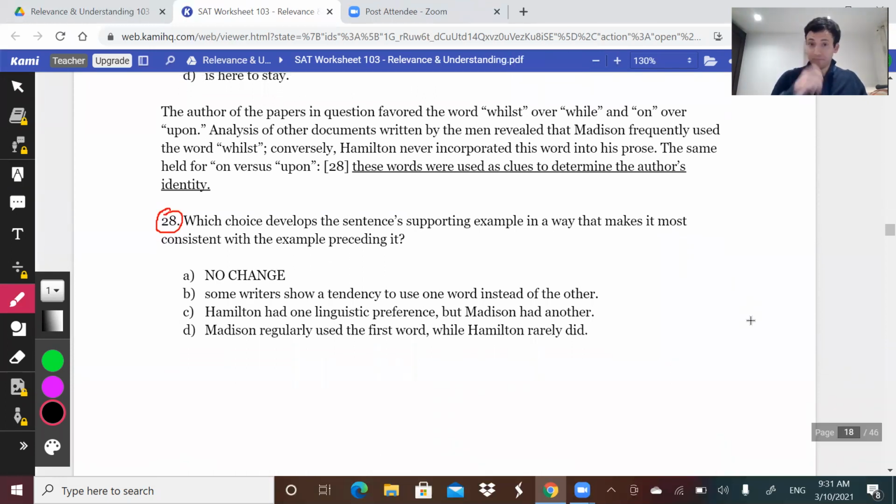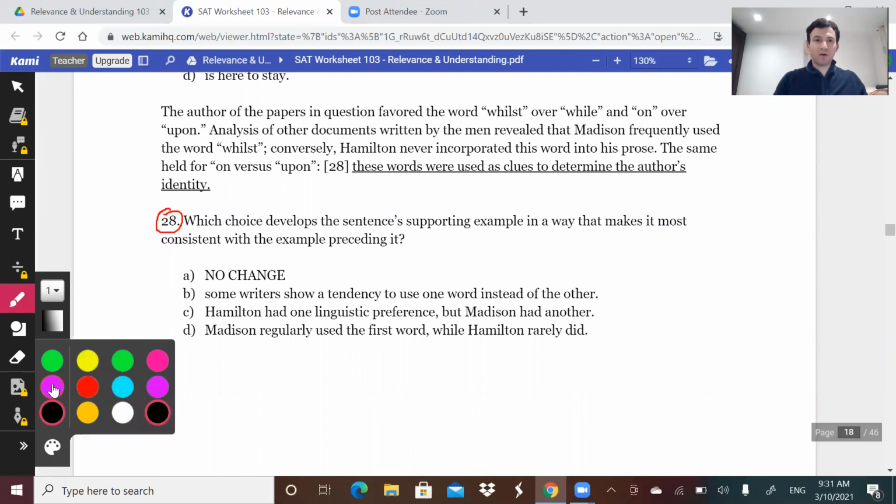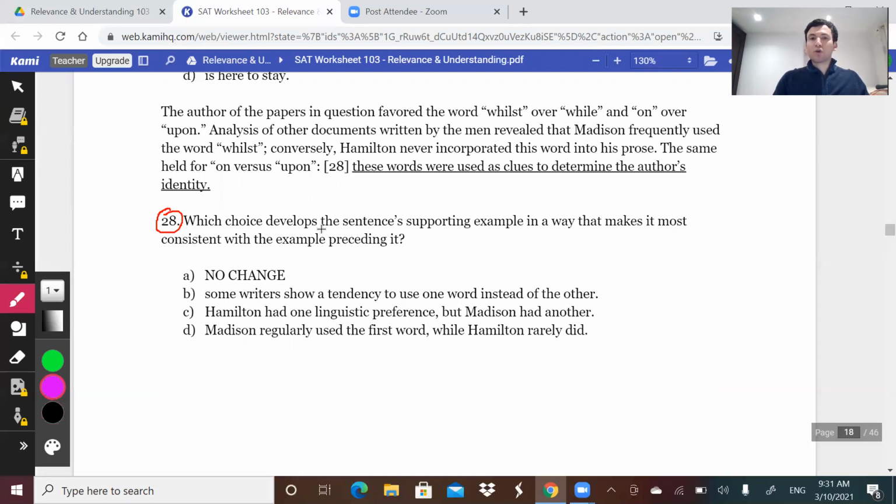So I'll read it aloud. And with these, we want to nail what the question wants from us first. But I'll read the paragraph in a second. Which choice develops the sentence's supporting example in a way that makes it most consistent with the preceding example, the example preceding it. So we're going to look really closely at the example that precedes this example and then decide what pattern we're following. So the author of the papers in question favored the word whilst over while and on over upon.